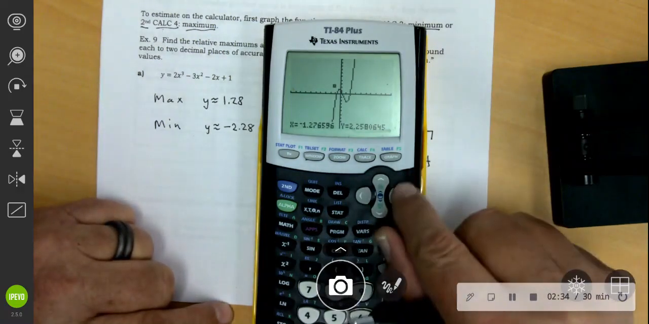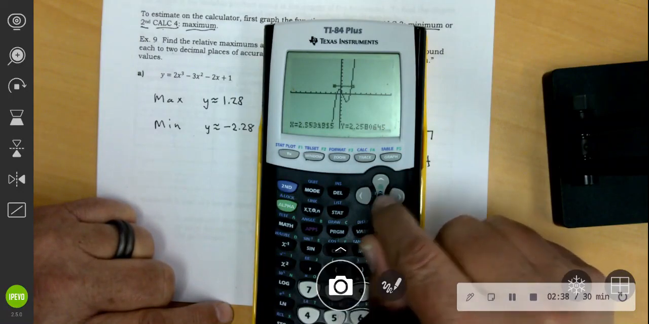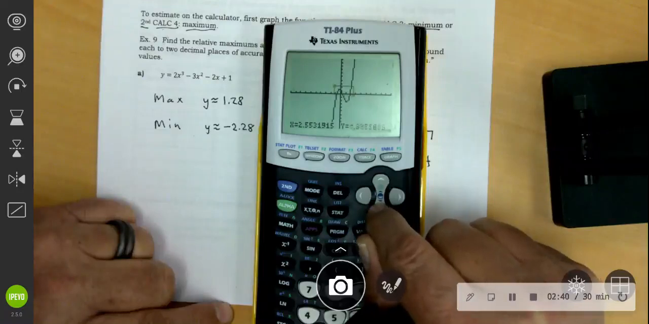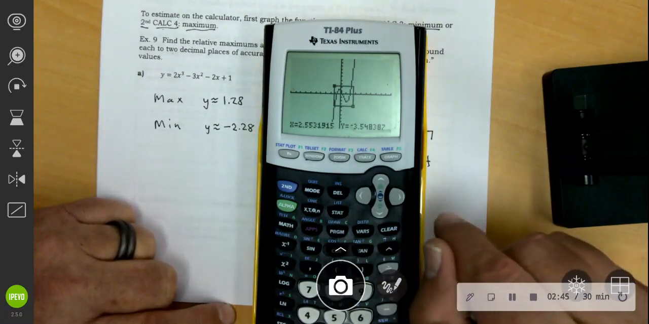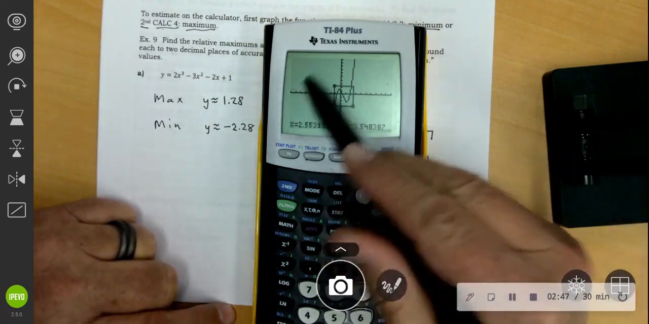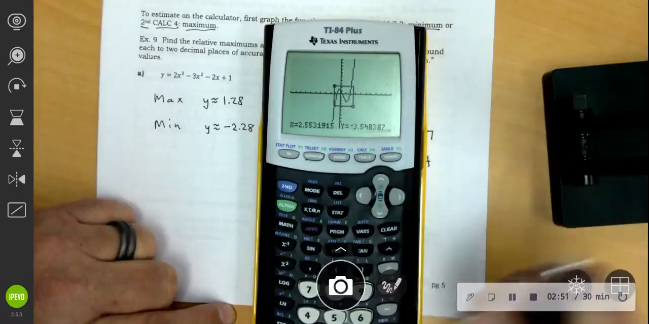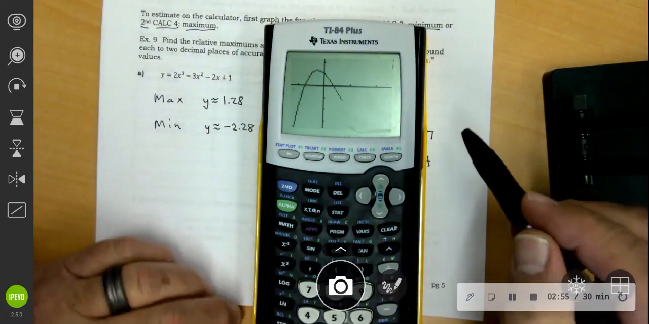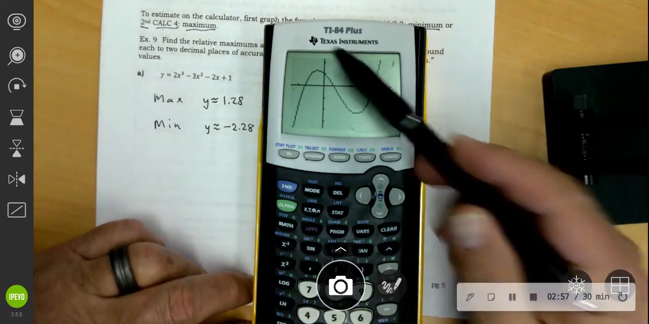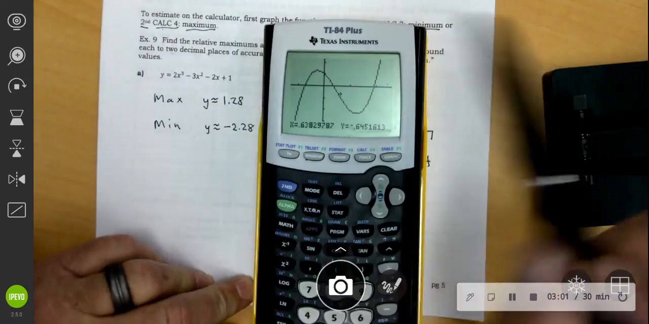Hit enter. And then go over to the right and down, and you'll get this box. Whatever you put the box around will fill the screen when you hit enter. So it has the effect of magnifying that section. Hit enter. Here we go. Now we can work with it. Okay, we're going to find this maximum first and this minimum down here in the second round.